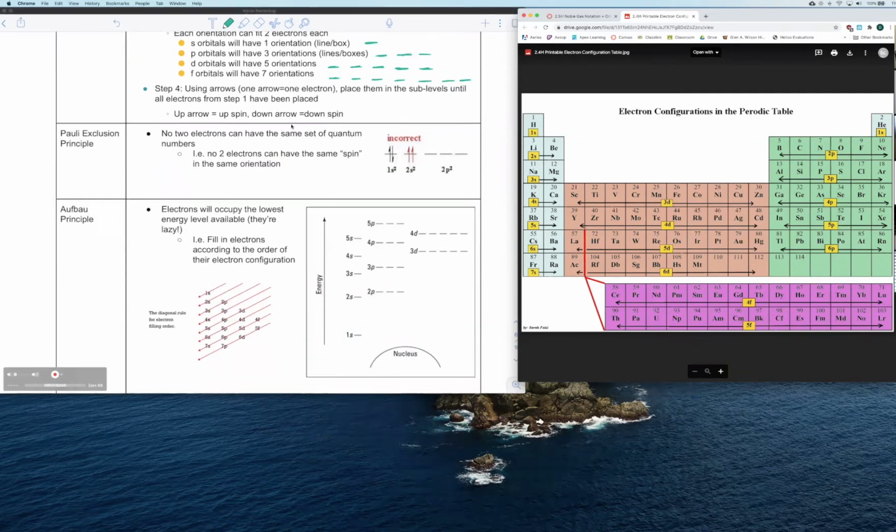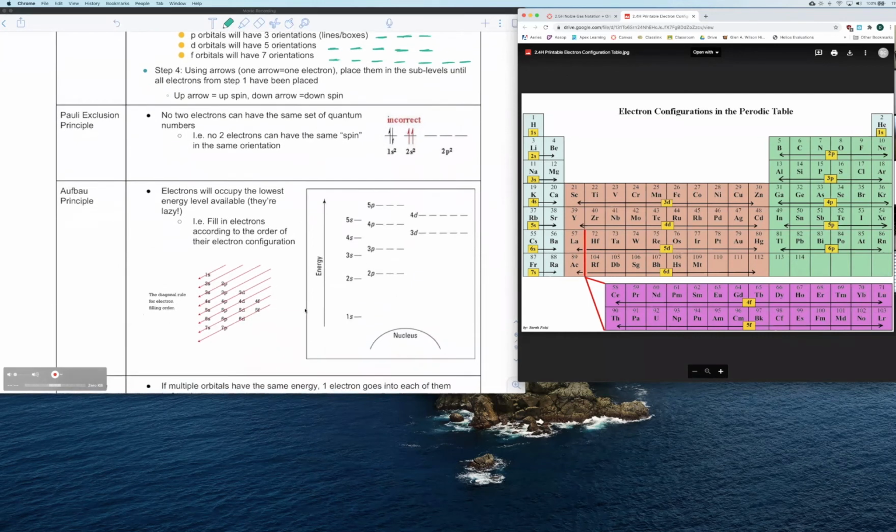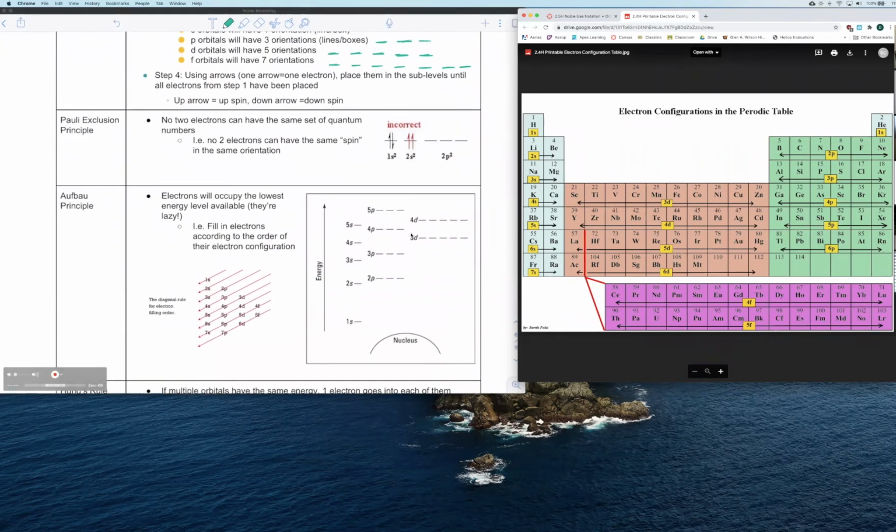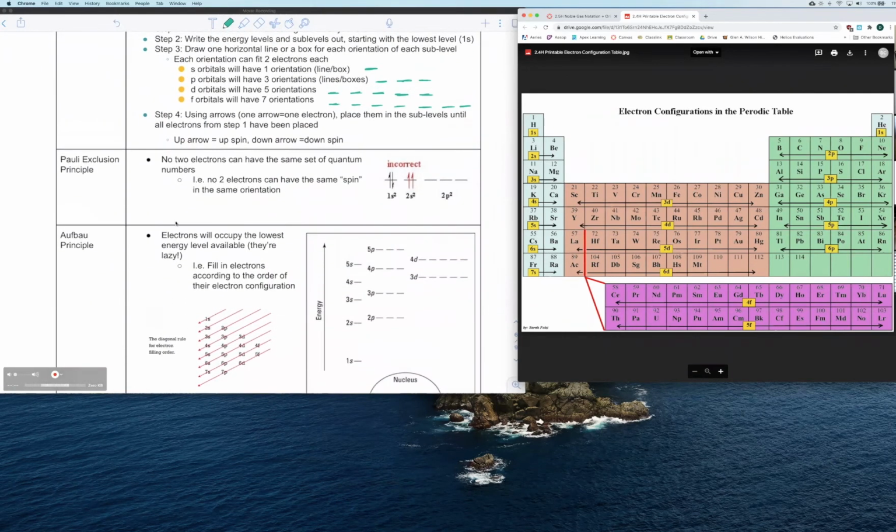Okay, so let me go over these 3 principles, and then we can do some practice to draw an orbital diagram. The first principle is known as the Pauli exclusion principle. This is the technical term for it. It says no 2 electrons can have the same set of quantum numbers. So all that means is if you have an electron in the same orientation as another, they can't have the same spin. So like I was saying before, electrons like to pair up in opposite spins.